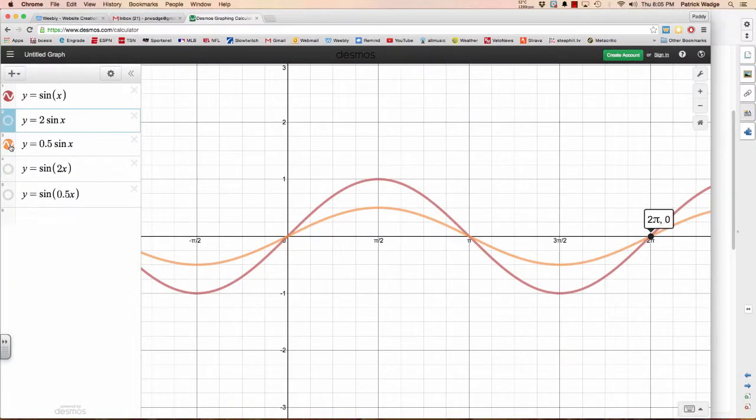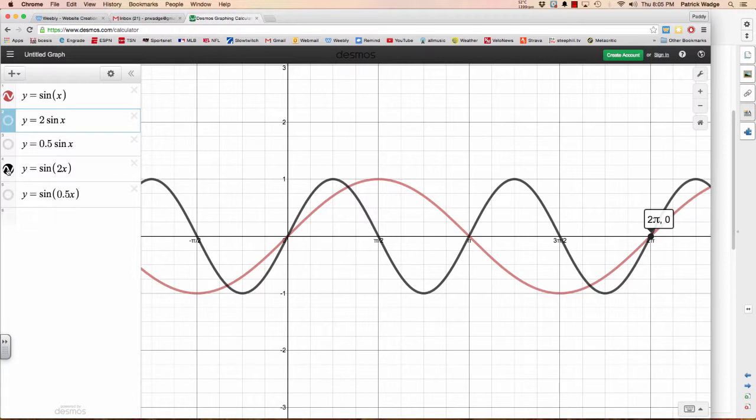So off to Desmos we go, we get rid of this one, here we go, y equals sine 2x. So we want to look at the same two things, amplitude and period. Which one stays the same? The amplitude stays the same. See, it's going just as high.